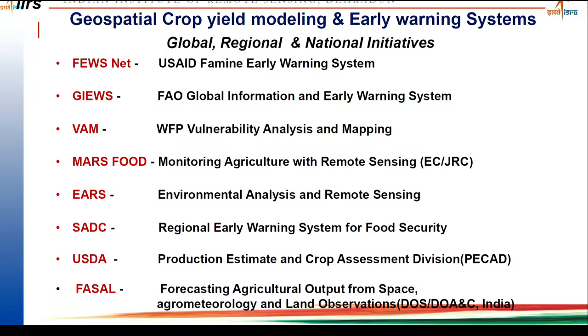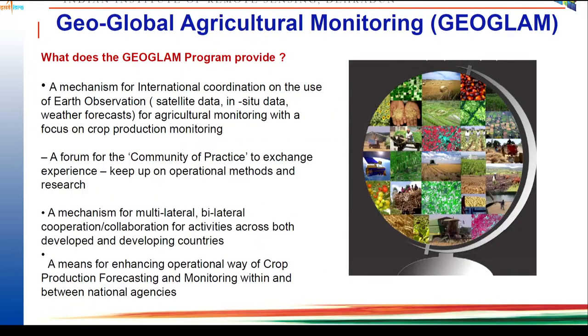Early warning systems are developed for monitoring crop condition and giving early warning about farm condition. These are the famine early warning system, MARS, monitoring agriculture with remote sensing by the European Community, energy balance monitoring, then also Patel, that is India, and SADC, that is Africa. And here you see this GeoGLAM.